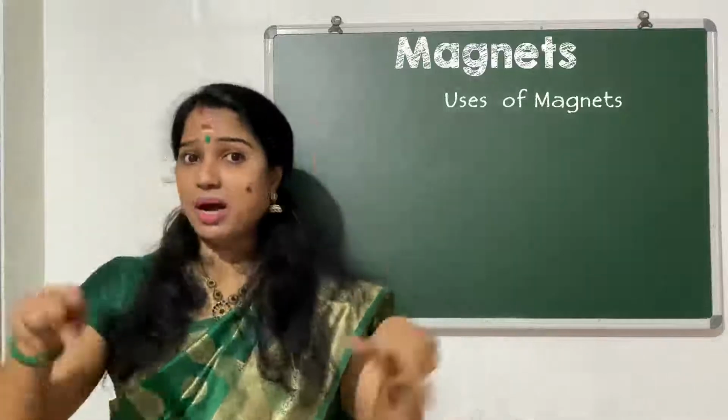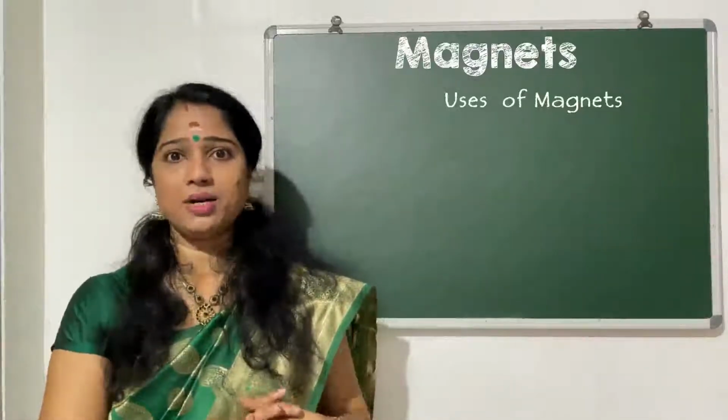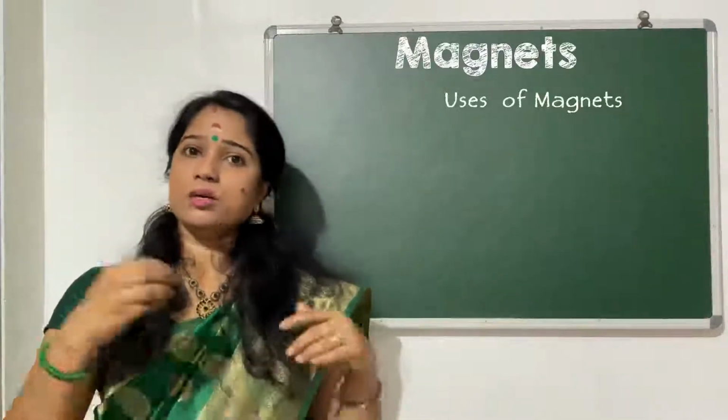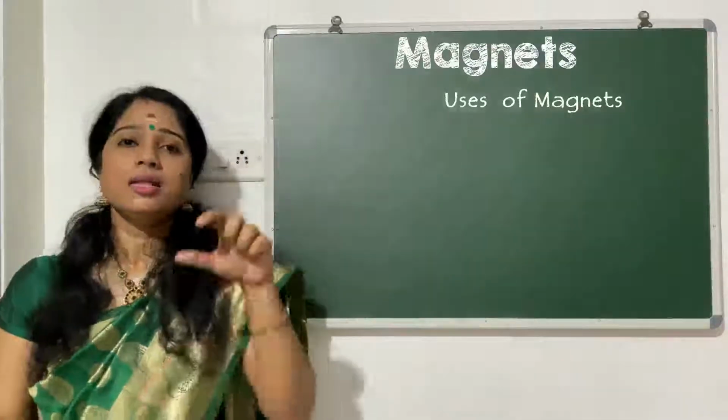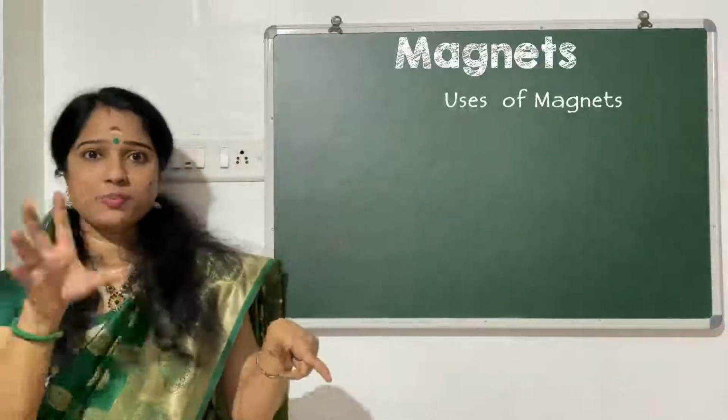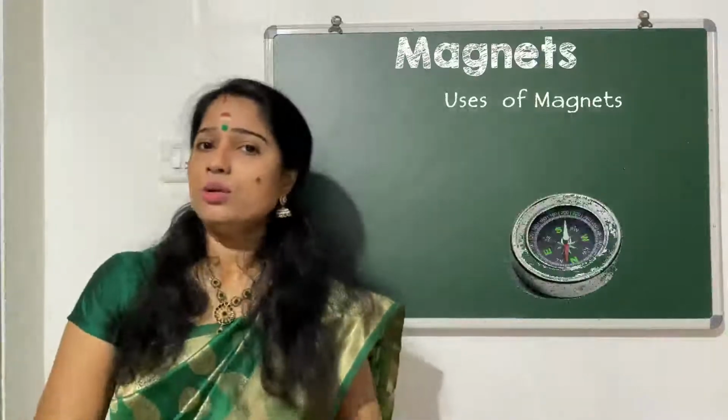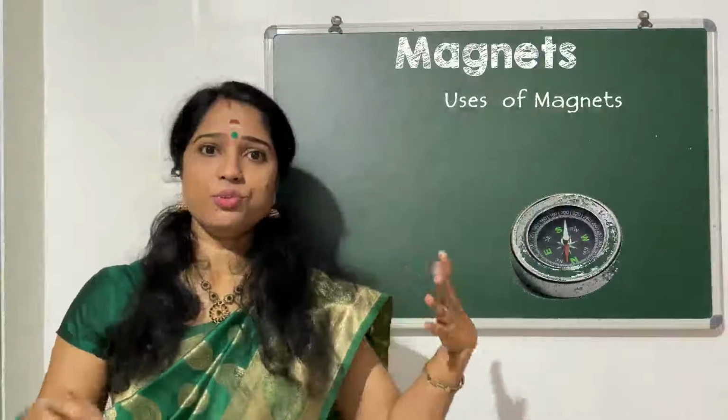Second one, in ATM cards. You all know what an ATM card is, right? We swipe it, then we get the cash from the ATM counters. The ATM card also has a chip that is made up of a magnet. Next one, the sailors. Compasses.